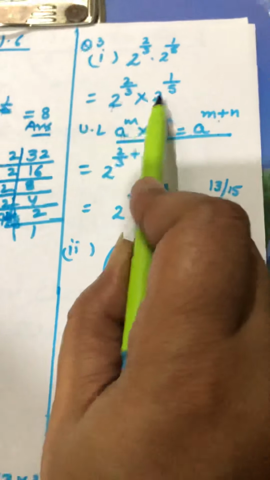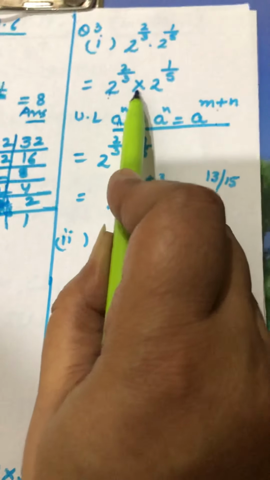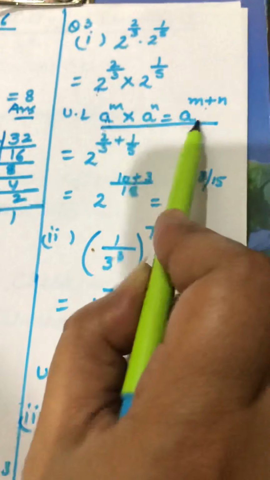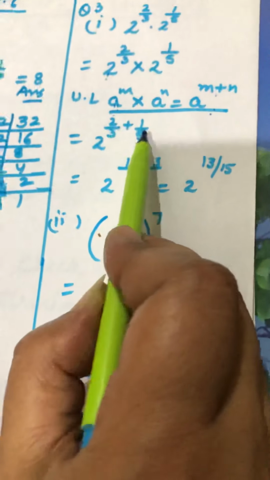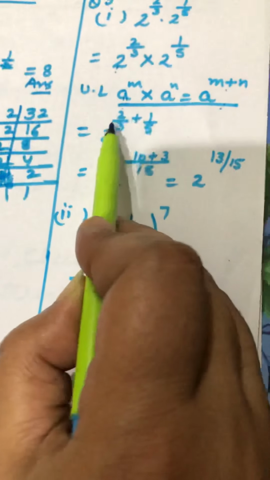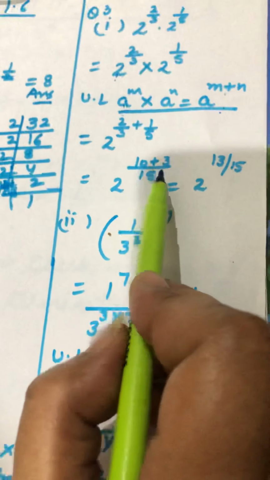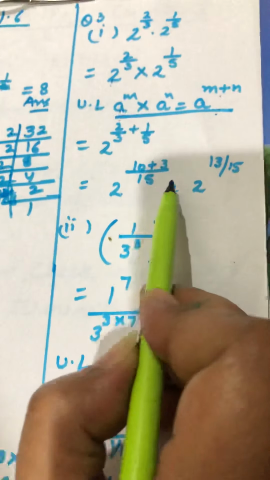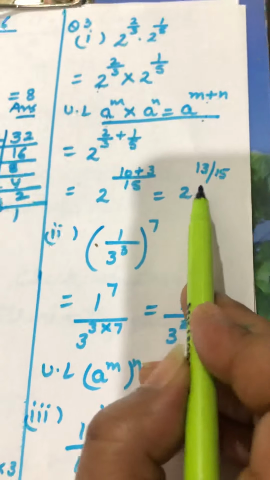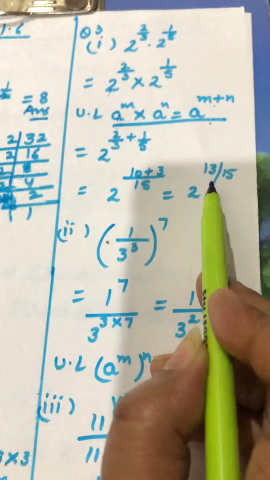So now you can see bases are same and multiply sign is there. So we add the powers using this law. So after adding both the powers, as you can see both the powers are in rational form. So we have to solve them by taking LCM. So after taking LCM we get the answer as 2 raised to power 13 by 15.